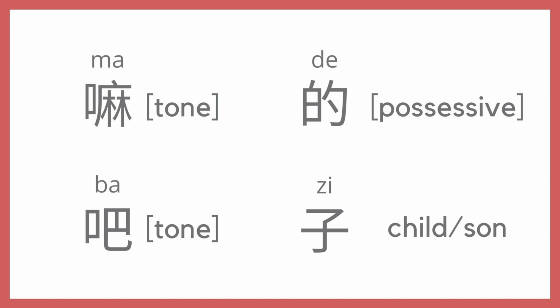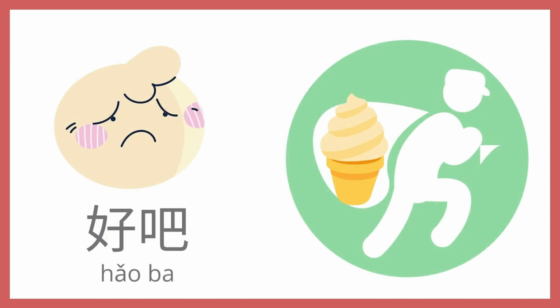So, for example, for ba, let's say someone is trying to convince you to let them eat your ice cream, but you don't really want to do that, yet they're just too persuasive, so you go, oh, okay, fine. That okay, fine in Chinese would be 好吧. If you were neutral about giving someone your ice cream when they asked for it, you would just say 好. Okay, here you go. No biggie.